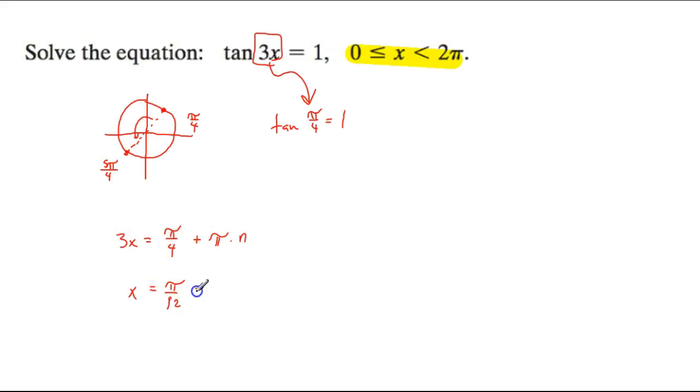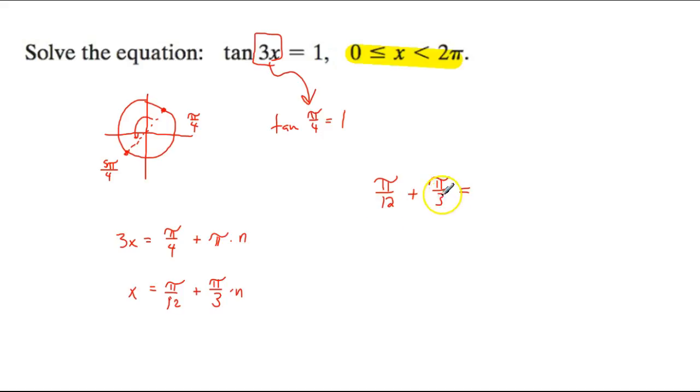But this would also become π/3 times n. So these are the general solutions. Now I don't need general solutions, I just need something between 0 and 2π. So what does that mean? Well, that means I'm going to take this π/12 and I'm going to add π/3 over and over again until I go beyond 2π, and that'll give me all my solutions.